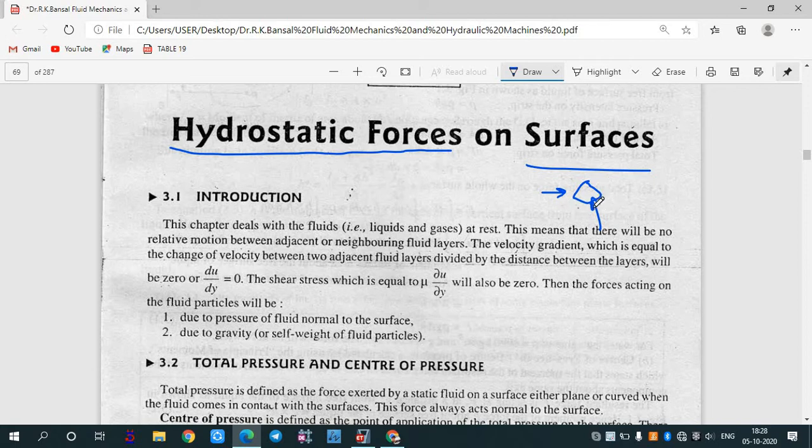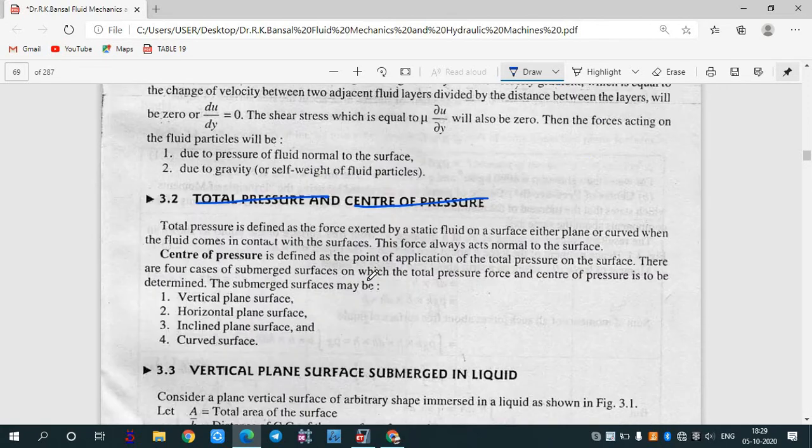These forces are generally normal to the surface, as we have seen. The point where the total pressure acts is called the center of pressure. The point at which the pressure acts is called the center of pressure, and all the forces together are called the total pressure. We have discussed that there are four cases: a vertical plane, a horizontal plane, an inclined plane, and a curved surface. The vertical plane surface we have discussed.